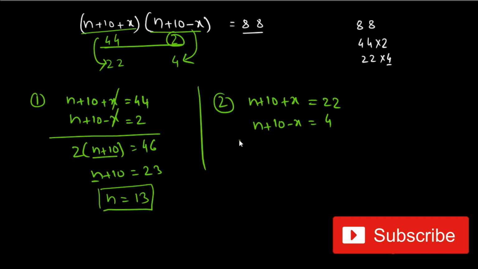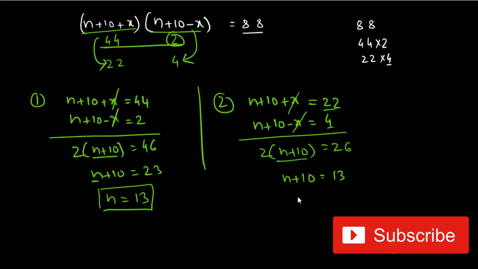Now again we'll add these, and here x and x cancel. So similarly 2 times (n plus 10) is equal to 22 plus 4, which is 26. So n plus 10 will be 26 divided by 2, that is 13, and so n will be 13 minus 10, which is 3. So we have two possible values of n: one is 13 and another is 3.